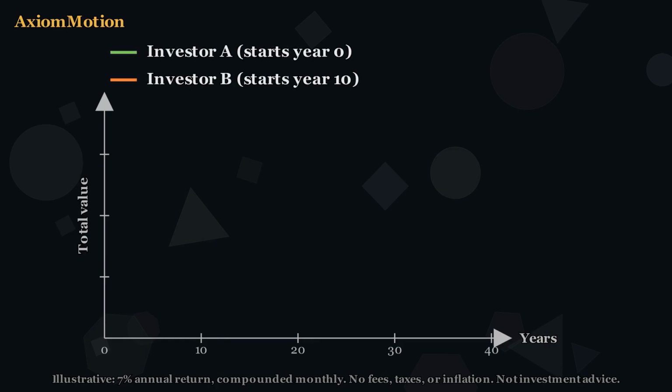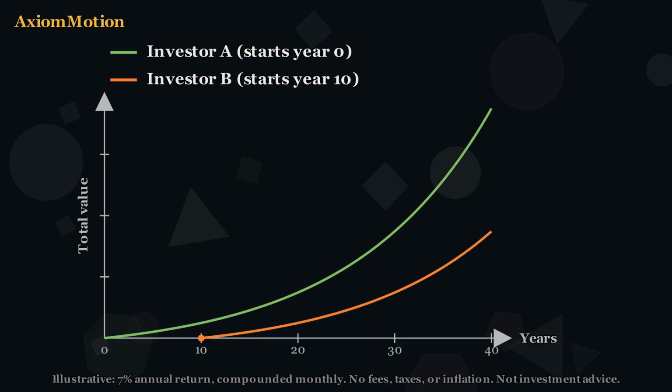Here are two people. The first sets aside $200 a month starting now. The second does exactly the same but begins 10 years later. Same monthly amount, same returns. 40 years from the start, here is where they each land.